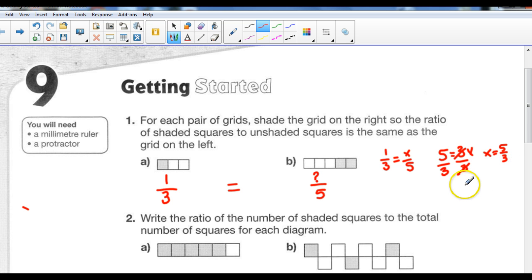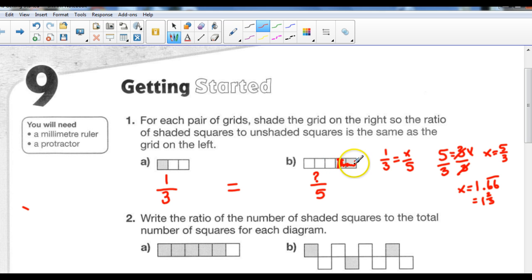Okay? And 5/3, take your calculator, 5 divided by 3 is 1.66, or 1 2/3. So if we want to have the same ratio here, what we need to do is shade in 1 2/3. So there's 1 and about 2/3, so we have to kind of guesstimate where 2/3 is. We have to take one of these squares here and divide it up into 3 equal parts, and we have to shade that in there.